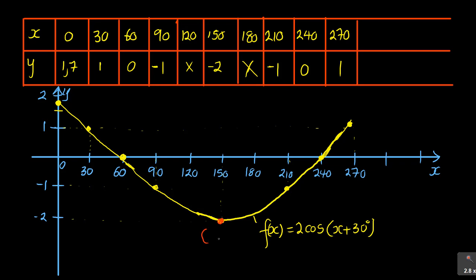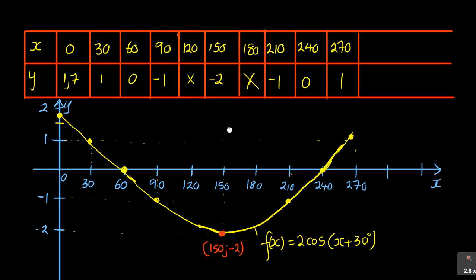And at that point, it is 150. And you can see 150 goes with -2. That's the first part where this graph is turning. That is the only part actually in this case. There is no other turning point.